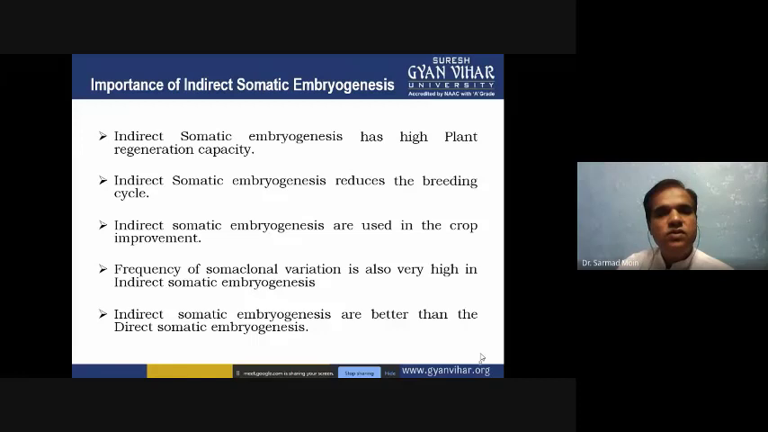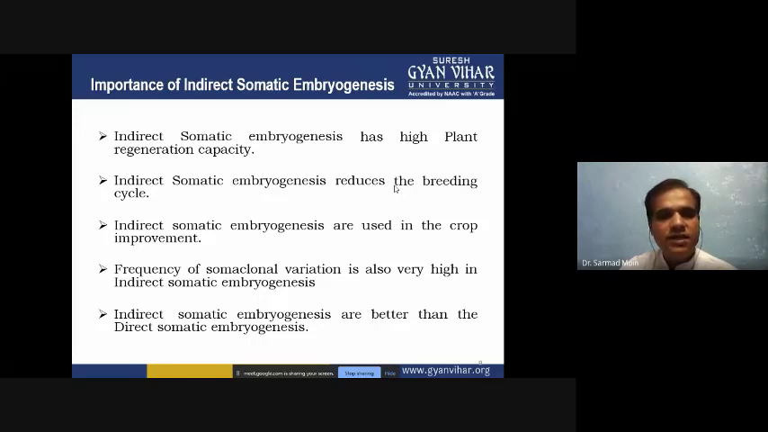Now, the importance of indirect somatic embryogenesis. Indirect somatic embryogenesis has high plant regeneration capacity. That's why we can produce more and more plantlets from the embryos, and these somatic embryos can regenerate very effectively, so the number of plants generated will be high. Indirect somatic embryogenesis also reduces the breeding cycle, and we can breed very easily, since these embryos can be utilized to reduce the breeding cycle.